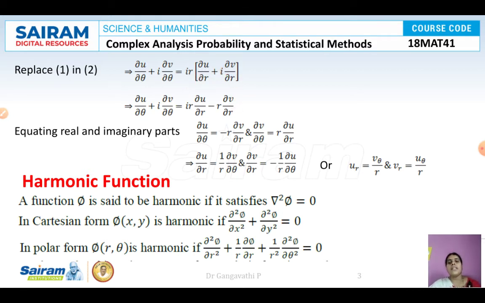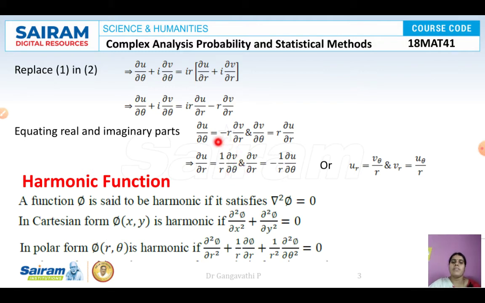Now compare the real and imaginary parts on both sides. On comparing the real parts, we get dou u by dou theta equal to minus r into dou v by dou r. When we compare the imaginary parts, the terms multiplied by i, we get dou v by dou theta equal to r into dou u by dou r. That is what we have written here. These results obtained in the previous step can be written as dou u by dou r is equal to, transferring this r to the other side, 1 by r into dou v by dou theta.